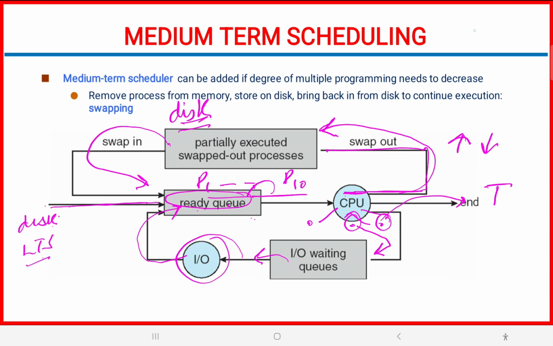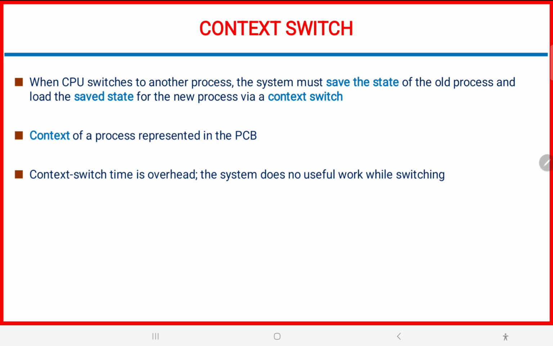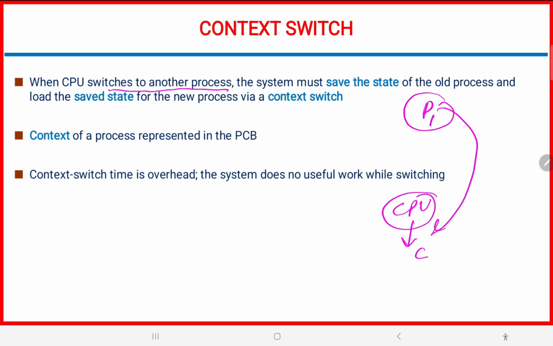Now let's move on to the next topic, that is context switching. The question arises, what actually is a context switch? When a CPU switches to another process, what I mean is, as of now process P1 was executing. Let's suppose we are assuming a CPU with only a single core. Now this process was executing on the CPU.